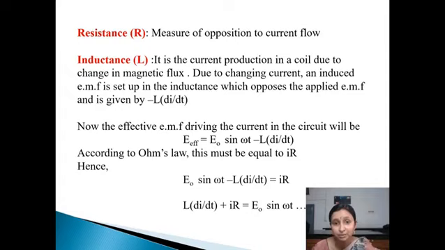Now, the effective EMF driving the current in the circuit will be E effective equal to E naught sin omega t, that is the applied voltage, minus L into di by dt, that is the back EMF, which opposes the applied EMF. So the total effective EMF is E naught sin omega t minus L into di by dt. According to Ohm's law, this must be equal to IR. So E naught sin omega t minus L into di by dt is equal to IR. This equation can be written as L into di by dt plus IR is equal to E naught sin omega t.